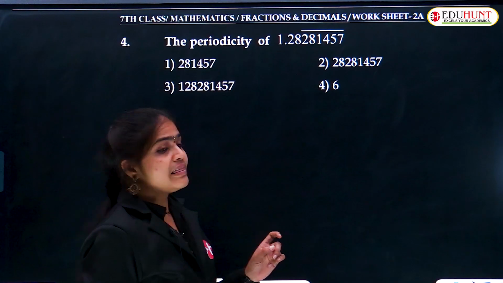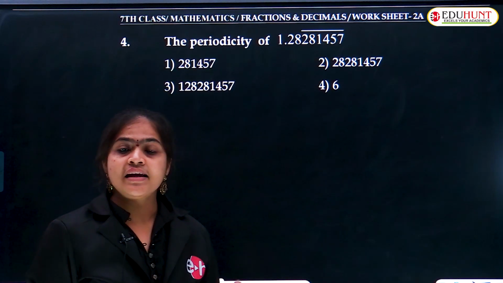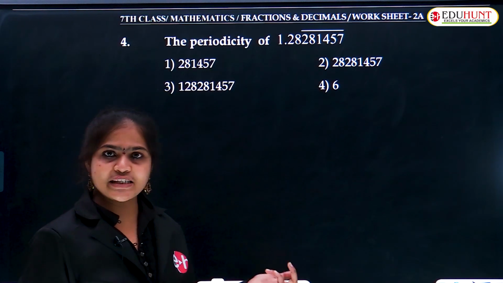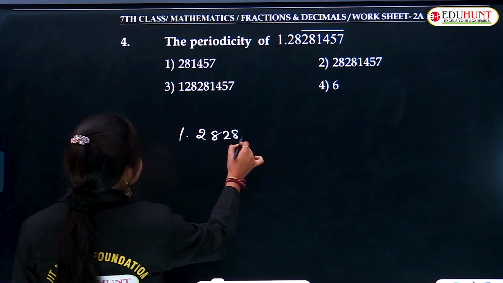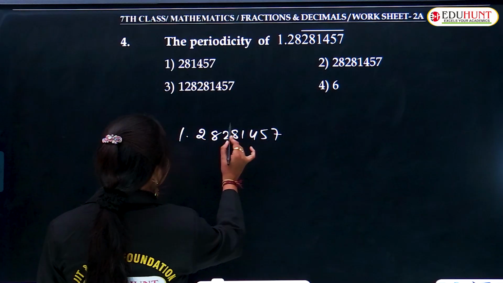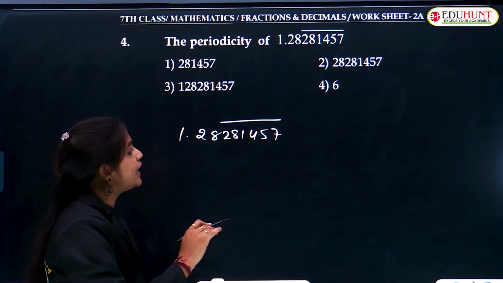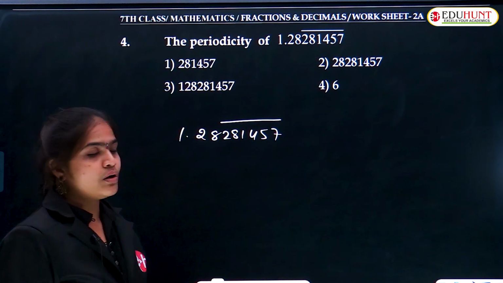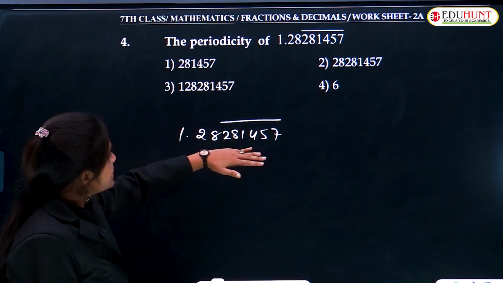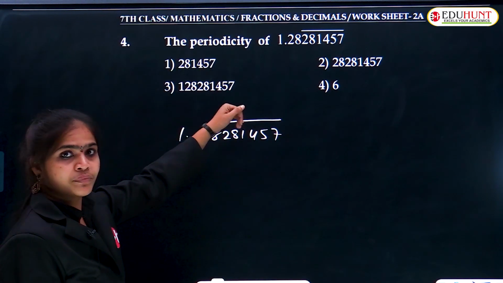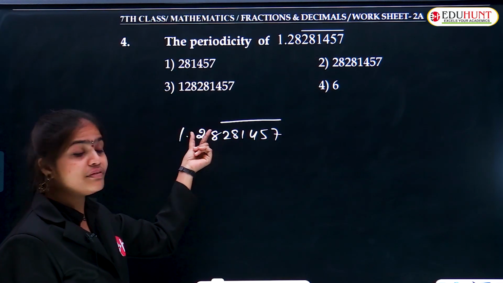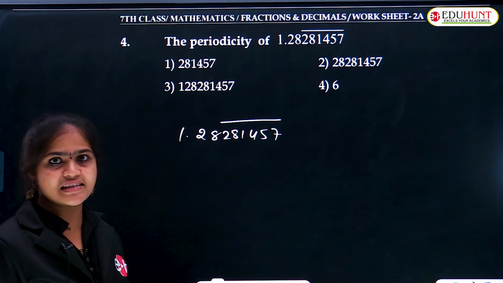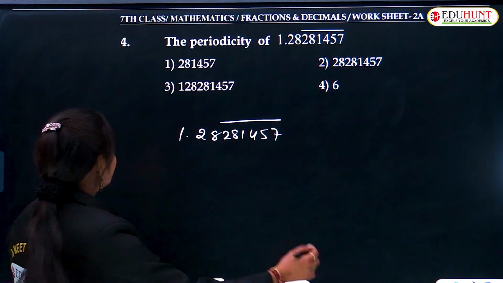Next, the periodicity means the number of digits in repetition, in the recurring part. Here the bar symbol is there over 281457. Before that we have 28, which does not have the bar symbol, which means this is a mixed recurring decimal.